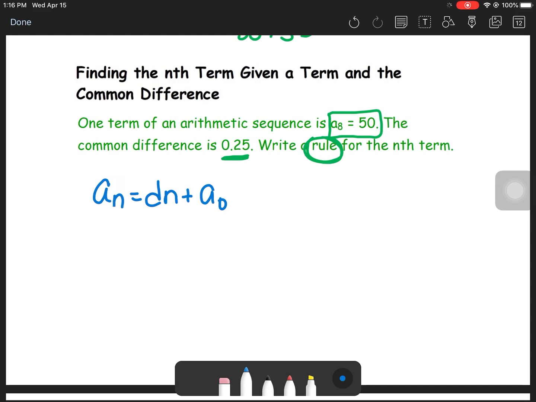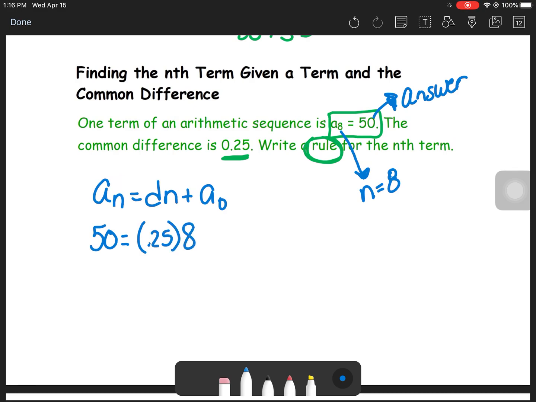So remember that a sub 8, so we're going to use n equal to 8, and we're going to use this 50 as our answer to the problem. So we're going to plug in what we know. We know that the answer is 50. We know that the difference is 0.25. We know that our n is 8, but we don't know what our 0 term is.